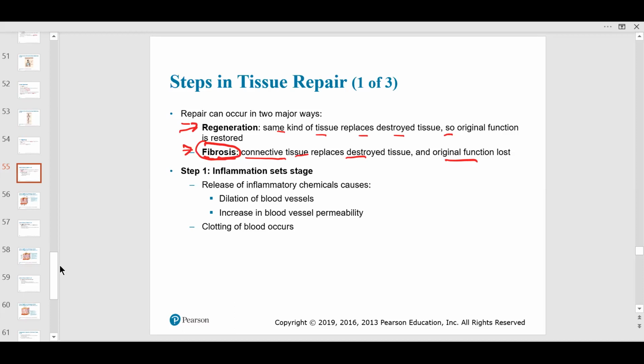So here are the steps. Stay with me here. I know I'm recording, which is great. So the steps of tissue repair. Step 1, just say inflammation. Always say that. Tissue repair, not bone fracture repair. Tissue repair. The first step is inflammation.